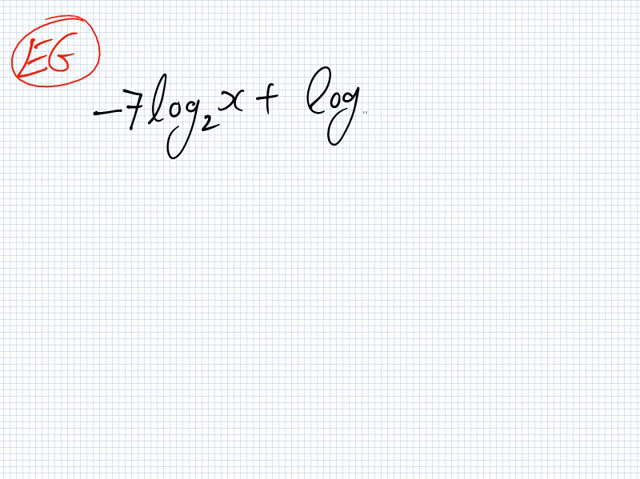Right, so now more difficult ones. So I have minus 7 log base 2 of x plus log base x of 8 equals minus 6. Write this down.